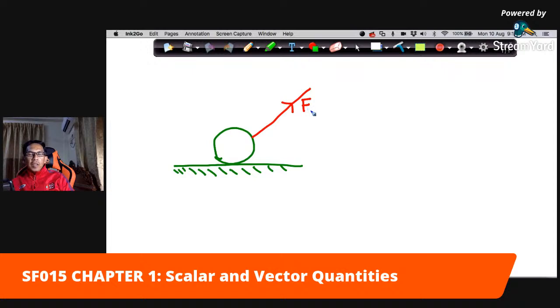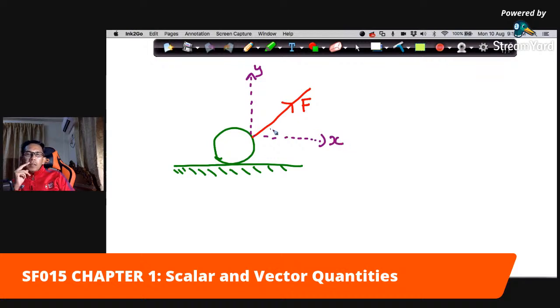So the force F is not on the Y axis. This is Y, let's say this is the Y axis and this is X axis.